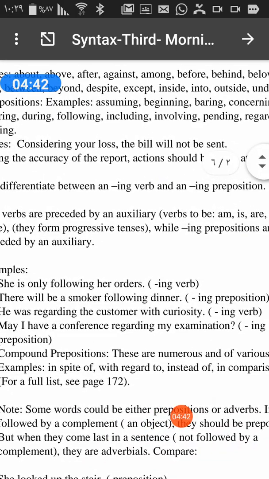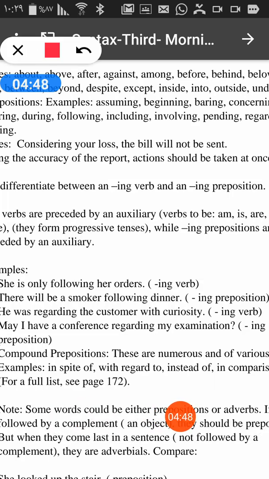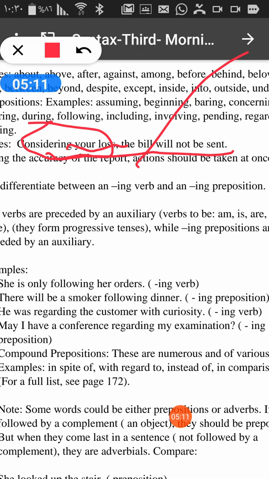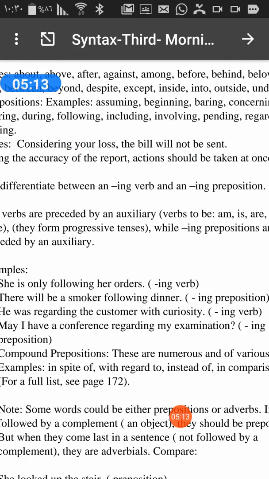For example, considering your loss, the bill will not be sent. Here, considering is the preposition, where your loss is the complement of considering. All together, considering your loss is a prepositional phrase.